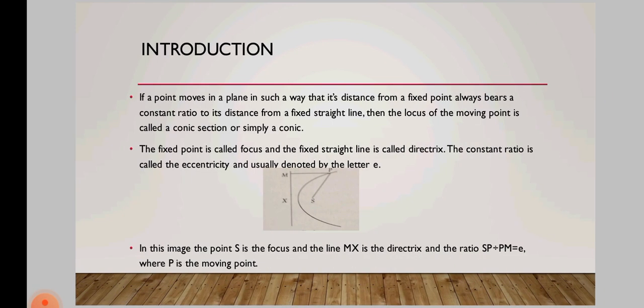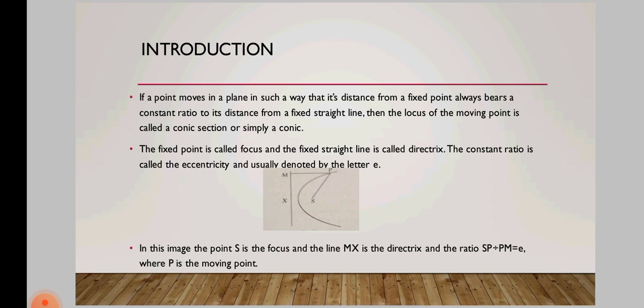First, we define something called a conic section. If a point moves in a plane in such a way that its distance from a fixed point and its distance from a fixed line have a constant ratio, then the locus of the moving point is called a conic section, or simply a conic.